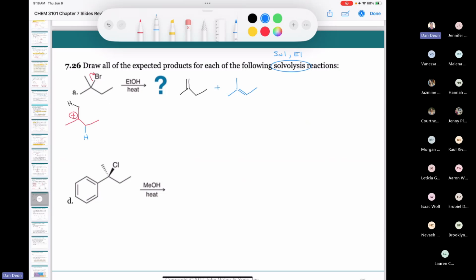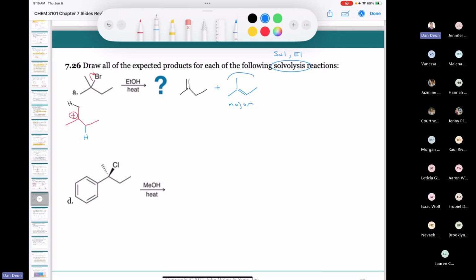Now, between the one in black and the one in blue, could anybody tell me which one is going to be more stable? Would it be the one in black or the one in blue? Exactly, it's the one in blue, right? Because it's trisubstituted. The one in black is only disubstituted. And so that means the one in blue is going to be the major product, right? It's the most stable elimination product that's going to be the major product. And so we've identified that.